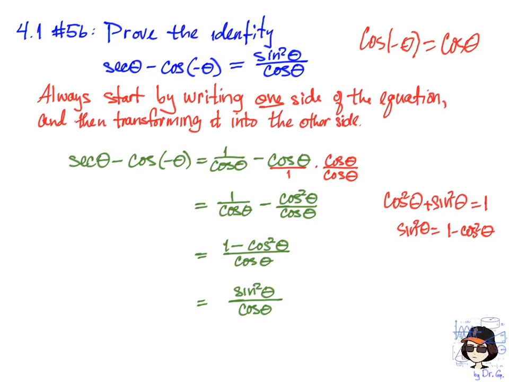And so we've done what we set out to do. We've proven that secant theta minus cosine of negative theta is actually equal to sine squared theta over cosine theta. So all those lines, all those steps, 1, 2, 3, 4 lines are required in the proof. You have to show how to get from secant theta minus cosine negative theta all the way to sine squared theta over cosine theta.